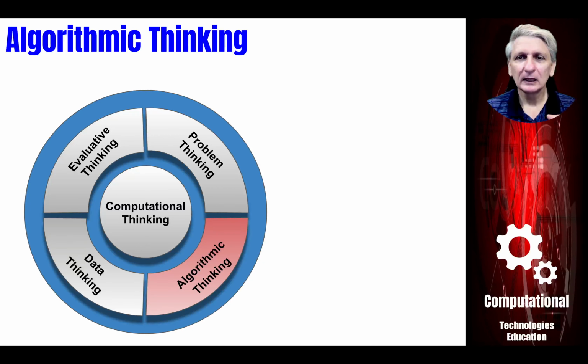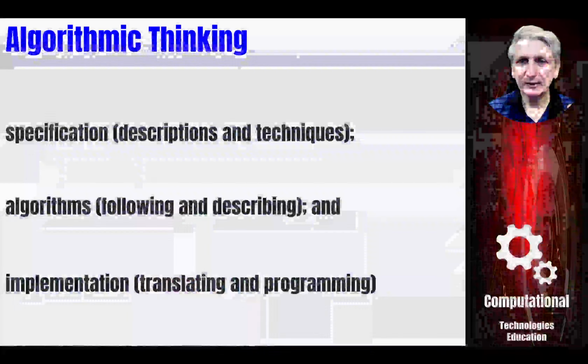Okay, so with that, we then have what's called algorithmic thinking. Going beyond problem thinking, we have a concept called algorithmic thinking. So what is an algorithm? Well, algorithmic thinking involves three different things: the specification of an algorithm, which we talked a little bit about before in problem thinking, what algorithms are, and the implementation of algorithms. So first off, we need to be able to specify those algorithms.